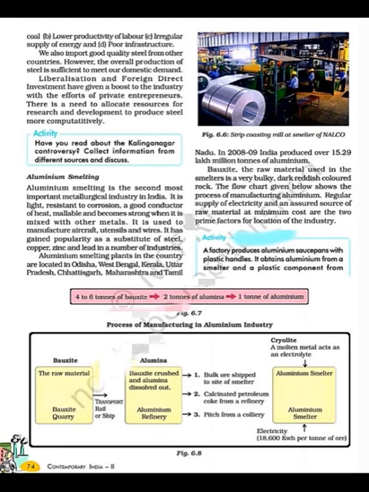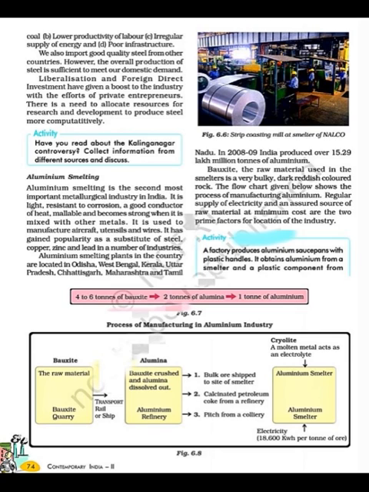Now let's see the process of manufacturing in the aluminium industry. Students, I have told you bauxite is the raw material for making aluminium. Bauxite we get from the bauxite quarry. The bauxite, the raw material used in the smelter, is very bulky. It is dark, reddish colored rock. As it is bulky, the bauxite is transported by rail or ship. Bauxite reaches the aluminium refinery, where the bauxite is crushed and alumina dissolved out.